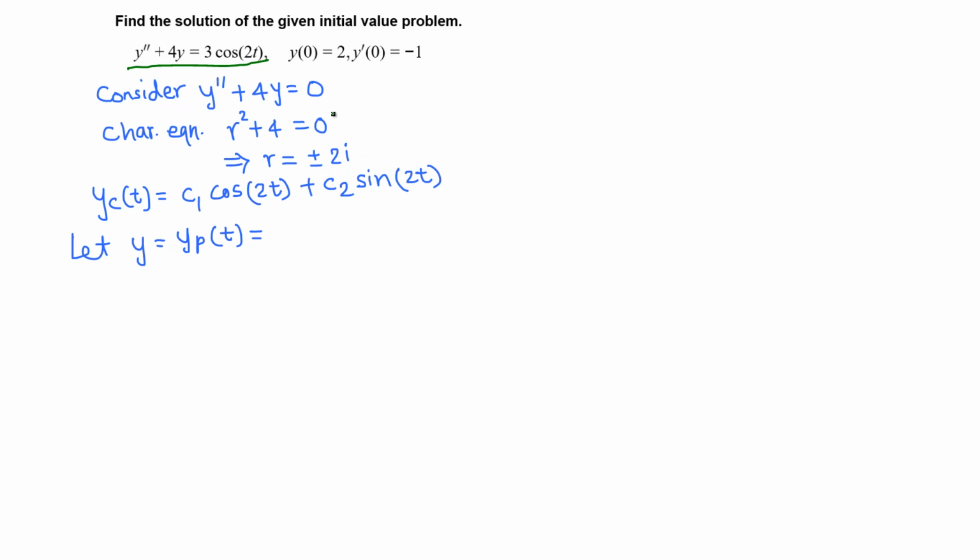So based on plus or minus 2i, we have two solutions: cosine 2t and sine 2t. Their linear combination will be the complementary solution for this non-homogeneous equation. So yc, the complementary solution, will be C1 times the first solution plus C2 times the second solution.